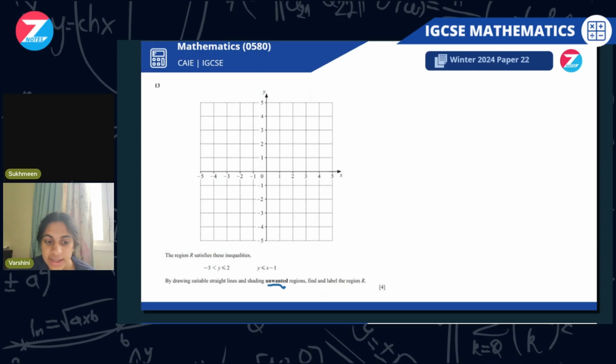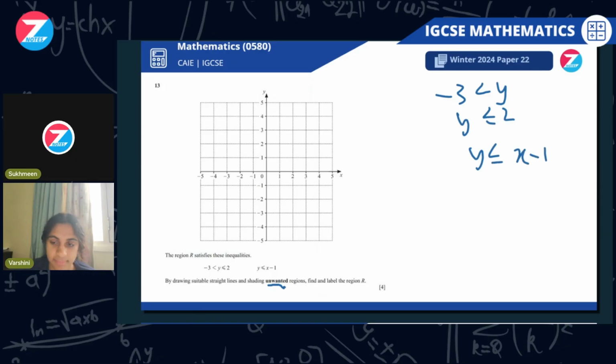So first let's split this into two. That's going to be minus 3 smaller than y, and also y smaller than or equal to 2. And lastly, this one, which is y smaller than or equal to x minus 1. First we know that when it's just greater than or smaller than, it's going to be a dotted line, and when there's an equal to sign, it's not going to be a dotted line. It's going to be a solid line like that.